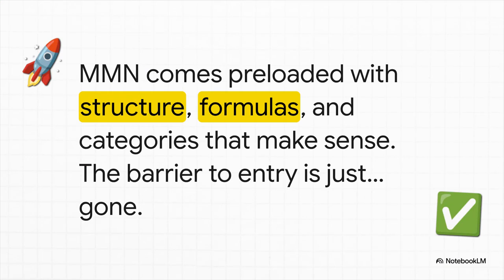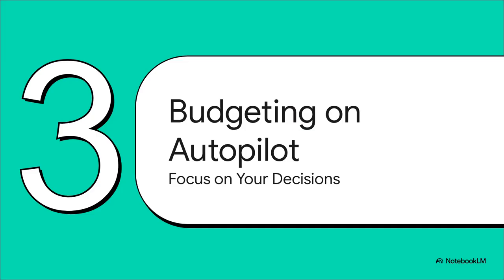So this solution we're talking about, the Money Map Navigator, or MMN, its whole deal is that you're not starting from a blank page. It comes preloaded with a structure that just makes sense, all the formulas are already plugged in, and it has categories that you can actually use right out of the gate. That huge barrier to getting started, it's just gone. And this leads to a really cool idea. What if you could put your budgeting on autopilot?